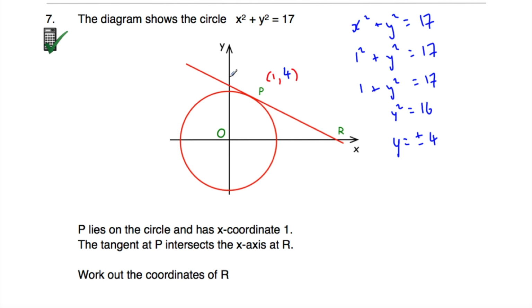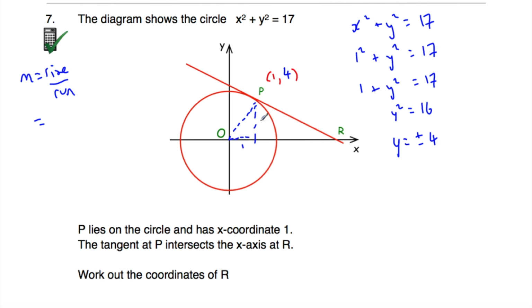So let's do that. To find the equation of the tangent, I'm going to find the gradient of the radius. And then once I find the gradient of the radius, we can find the gradient of the tangent, and then we can find its equation. So let's find the gradient of OP. For OP, m is equal to the rise divided by the run. Well, to get from O to P, we would go across 1 and up 4.